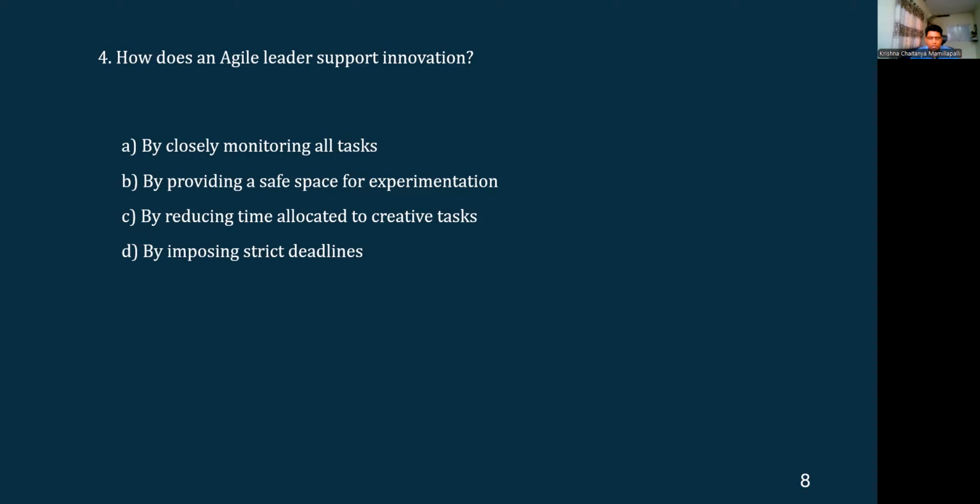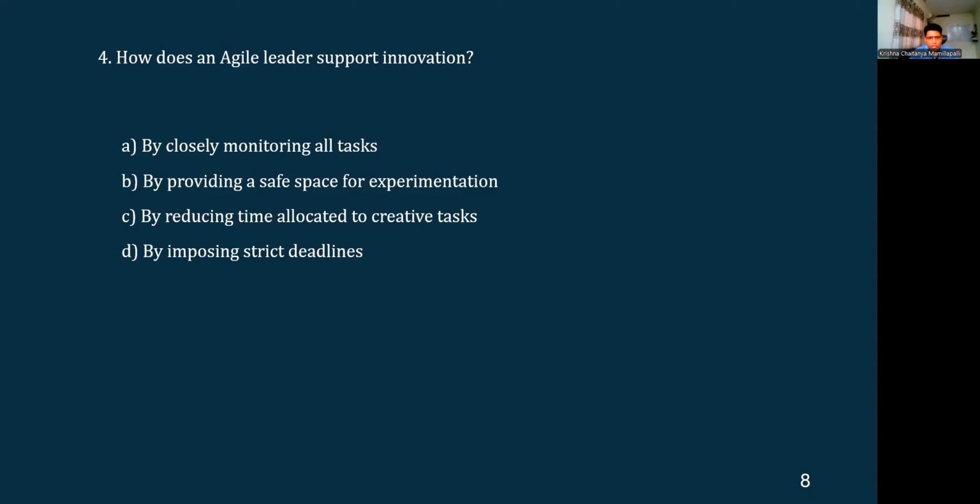So that's definitely a wrong answer, and that can be eliminated. The next option, by providing a safe space for experimentation. Yes, this could be the right answer, because an agile leader should always promote and support the experimentation of various possible options or approaches that the team suggests or comes up with. So this could be a probable answer.